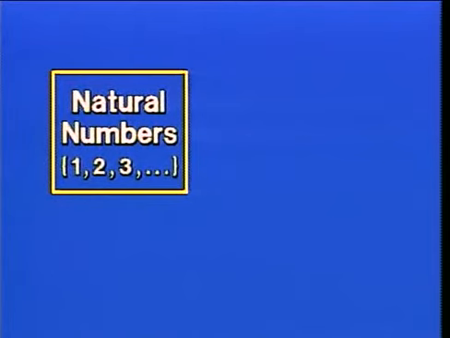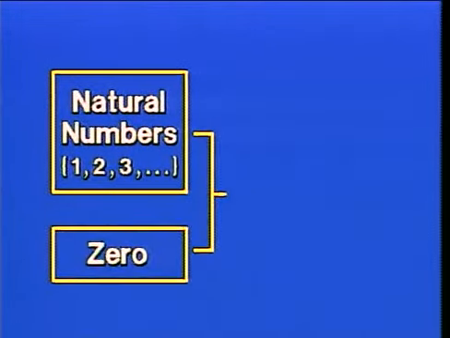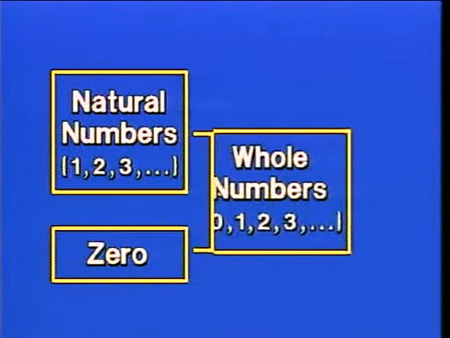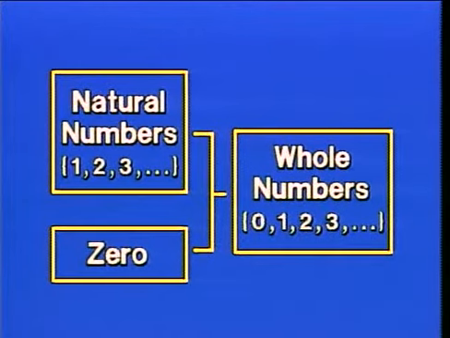Now, natural numbers are composed of numbers 1, 2, 3, and so on. The ellipsis means and so on in the pattern that has been established. Now, natural numbers are also sometimes referred to as positive integers. Well, when 0 is attached to the set of natural numbers, we have a new set of numbers called whole numbers. The whole numbers consist of 0, 1, 2, 3, and so on.